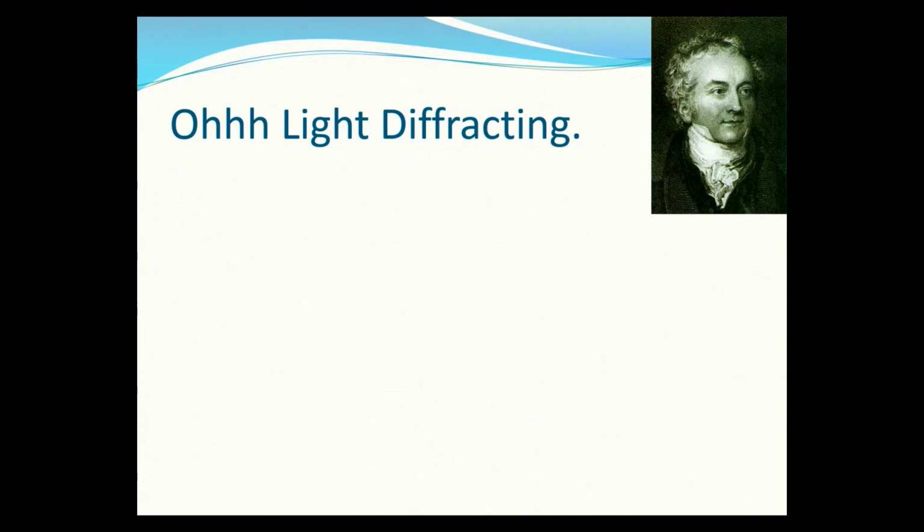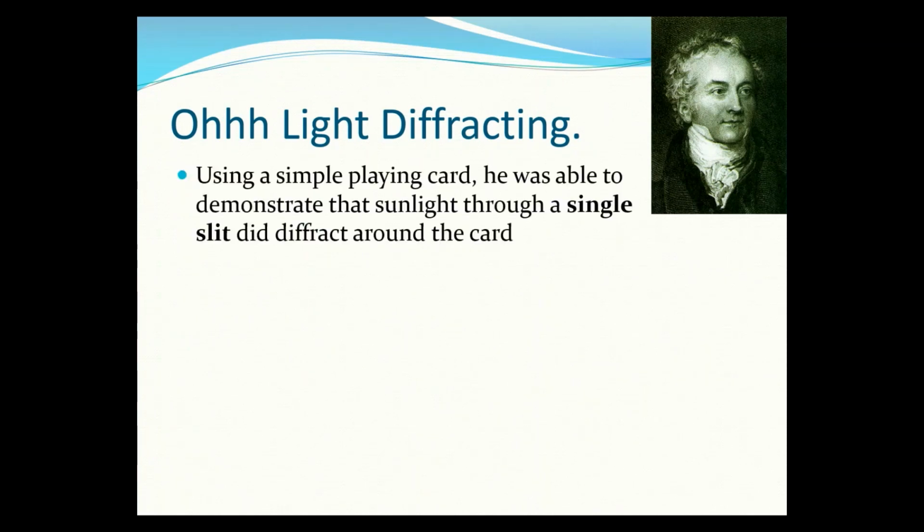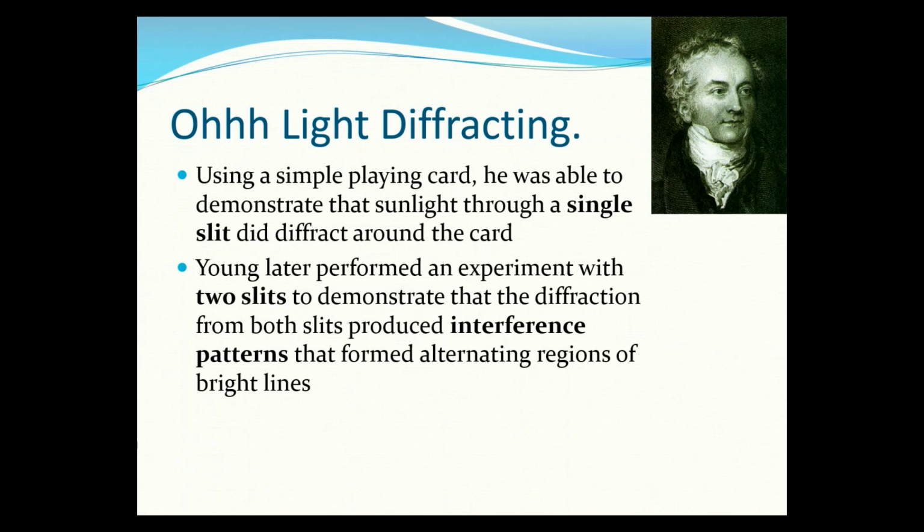Okay. So what he did was, using a simple playing card, he was able to demonstrate that sunlight through a single slit did diffract around the card, and then he later performed the experiment with two slits to demonstrate that diffraction from both the slits produced interference patterns that formed alternating regions of bright lines.